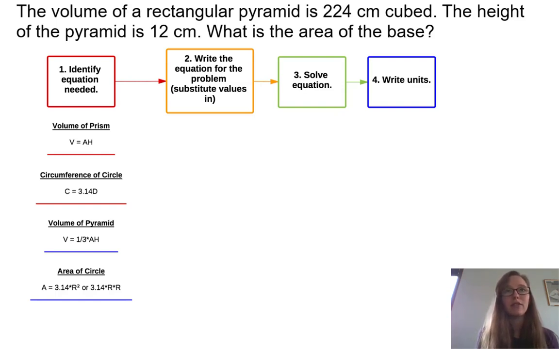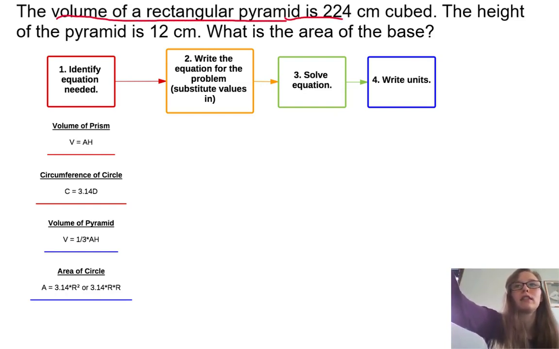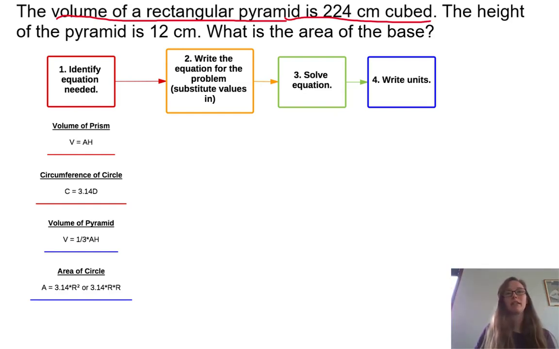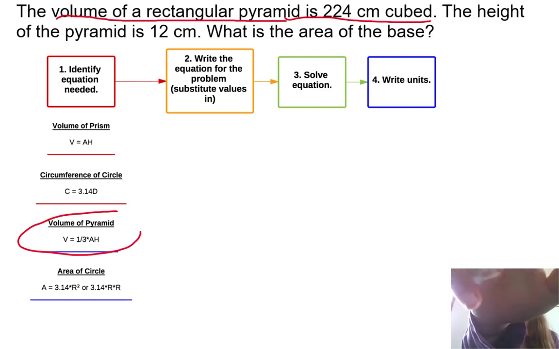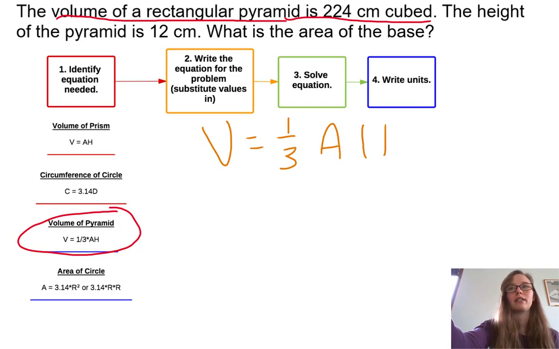So I first have to identify the equation needed. Now I look back at my problem, and it says the volume of a rectangular pyramid is 224 centimeters cubed. So I'm dealing with volume of a pyramid. Then it says to write the equation for the problem. So I got to write down V equals 1/3 area times height.